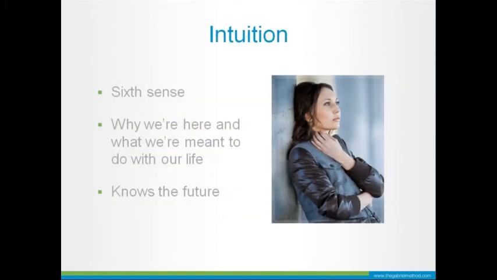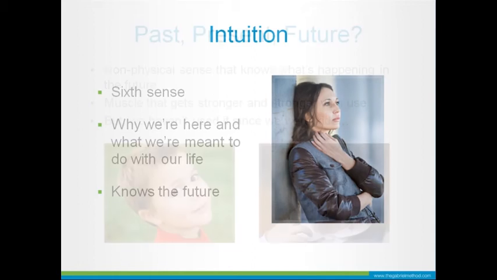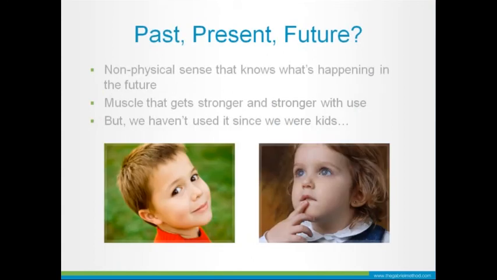Okay, so intuition for me is like a sixth sense, a part of us that knows kind of why we're here and what we're meant to do with our life, and even kind of knows the future. I don't even want to say kind of, actually knows the future. And the reason why I know this is that, if you look at modern day quantum physics and science, cutting edge science, what they're discovering is that there's no past, present, or future. Everything is now, but we've got this mind that tells us there's a past, present, and future. And we've got these 5 senses that tell us that everything's here and real and now, but it turns out that that's not really the case. It turns out that the future is happening right now.